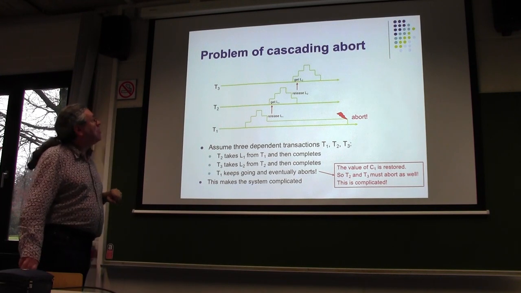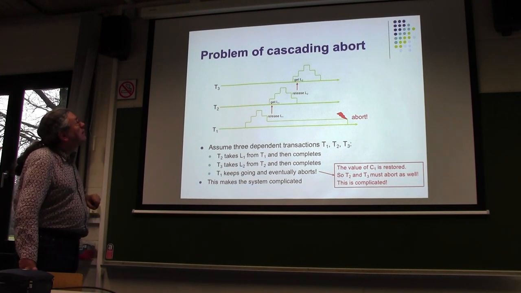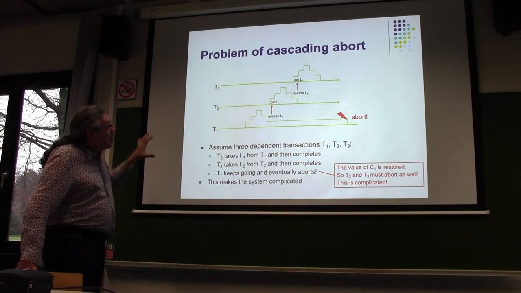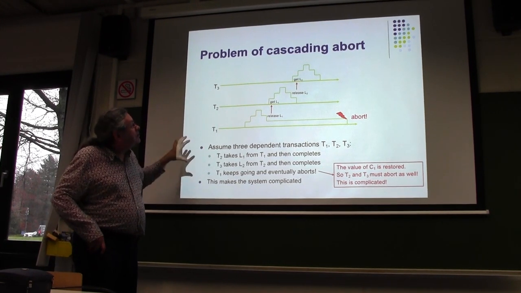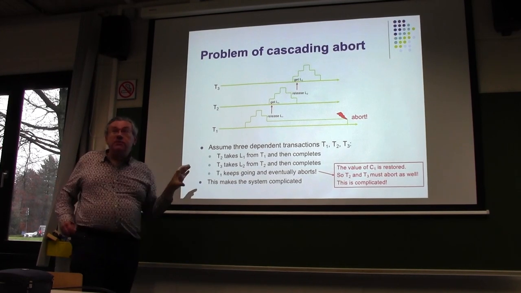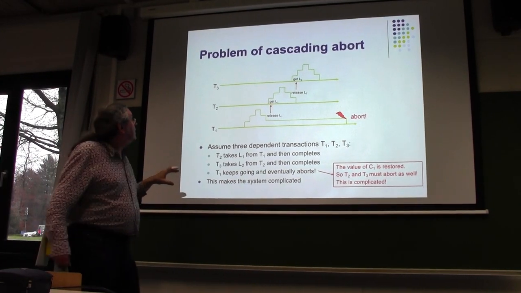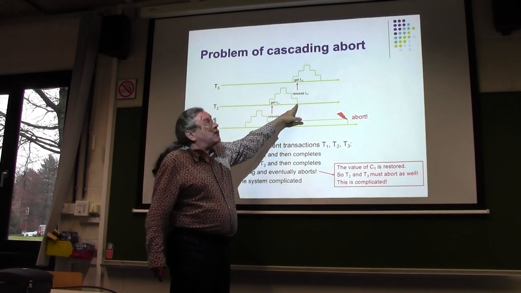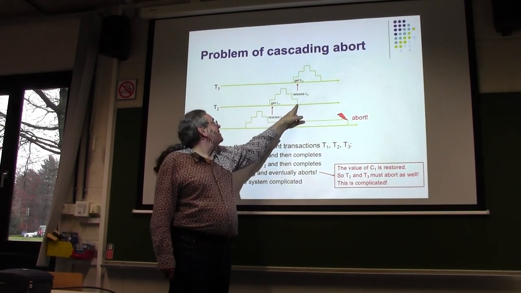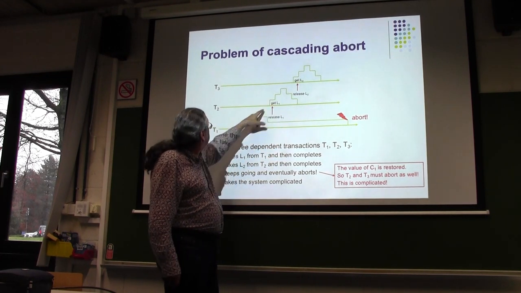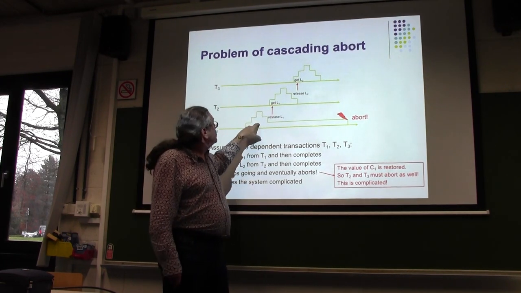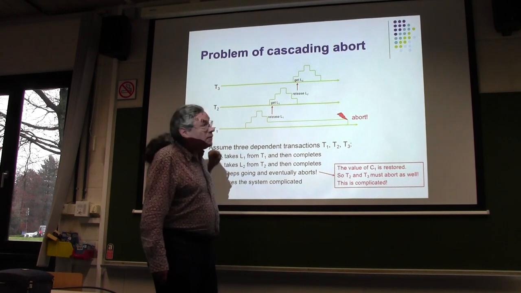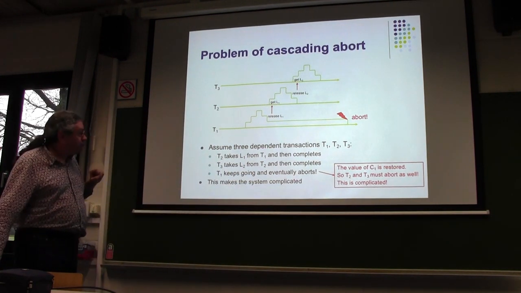It's a chain, okay? It's a kind of what's called a cascade. So this is called cascading abort. So this is not incorrect. I repeat, this is completely correct. It's just a behavior that causes the system to be quite complicated. That means T2, when it commits, it's not truly committing yet. If there's a dependency, T2 depends on T1. So the commit of T2 depends on the commit of T1. So this creates dependencies between the transactions that the system has to keep track of.